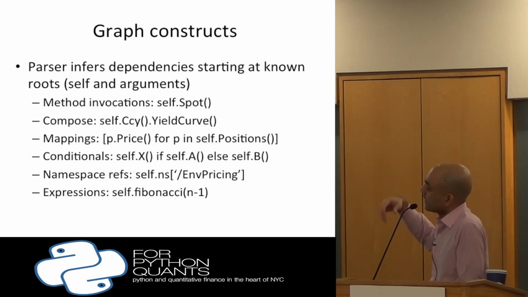So this is like a named range in Excel. So I can go and look at the object which says, my name is env pricing. And you can bind this namespace to a database. You can bind it to whatever else you like.